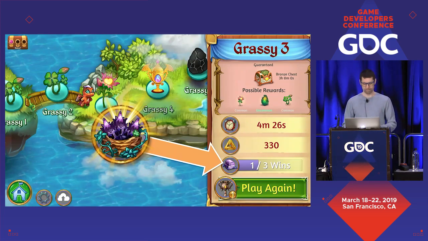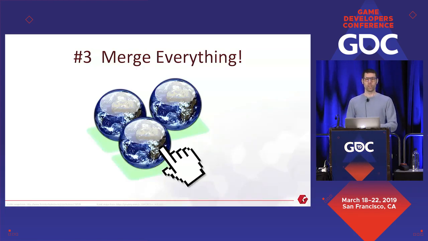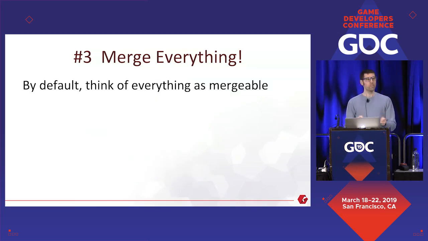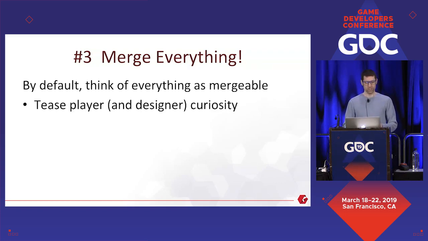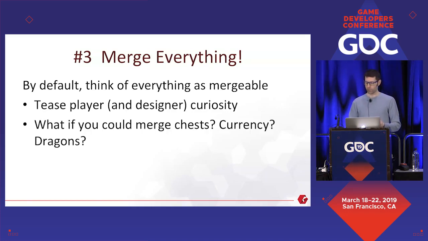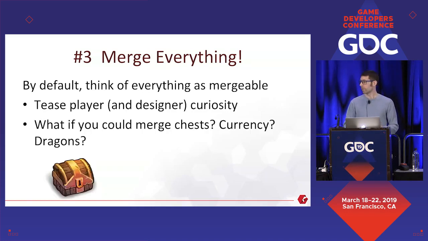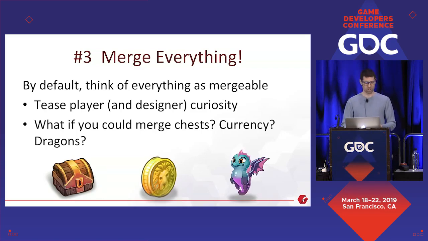Philosophy number 3, merge everything. Everything and anything. By default, when we design items in Merge Dragons, we think of them all as mergeable, and we only have them not be mergeable if there's a strong case against it. What this does is it teases the curiosity and opens up a world of wonder to both the player and also to the designer as we're designing these things. Way back, some of the first questions we asked under this philosophy were, what would happen if you could merge the treasure chests, or the currencies, or the creatures?